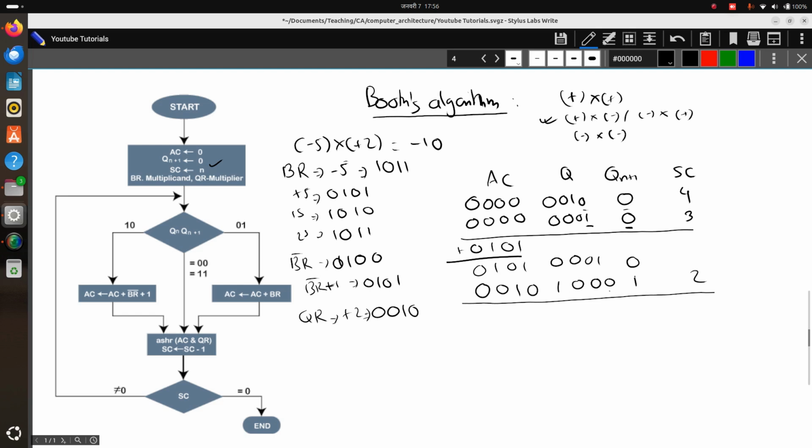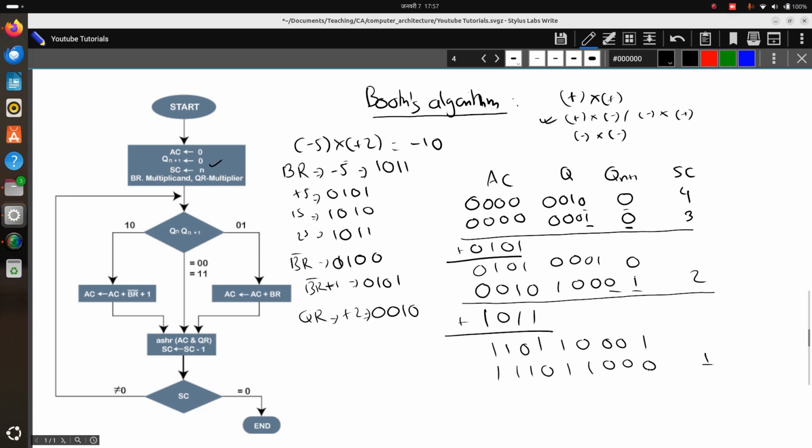Again, we're going to check the combination. We see that the combination is 0 and 1. Now we add BR to our accumulator. So the value of BR is 1, 0, 1 and 1. If we sum this out, we get the sum 1. 1 plus 1 is 0, carry 1 and then 1 and 1, 0, 0, 0 and 1. Now we right shift this, we get 1, 1, 1, 0, 1, 1, 0, 0, 0.